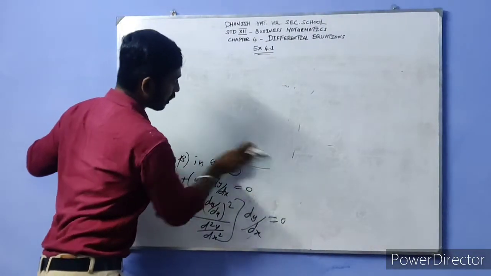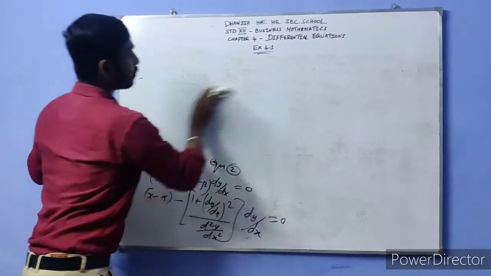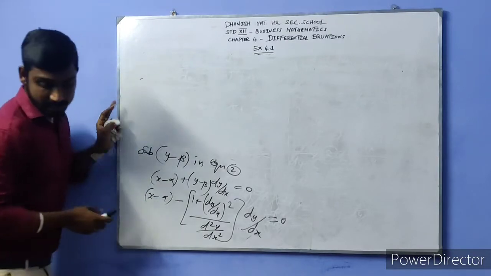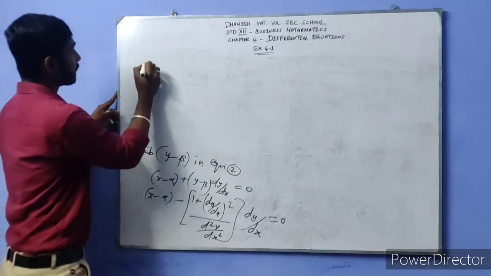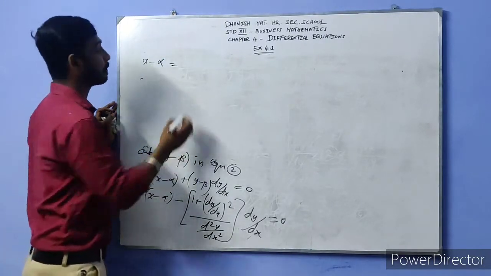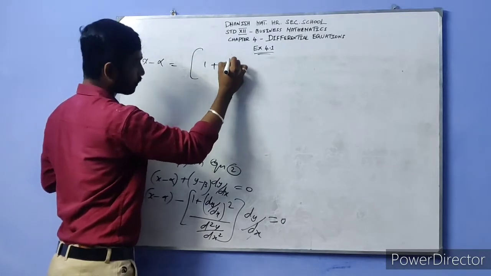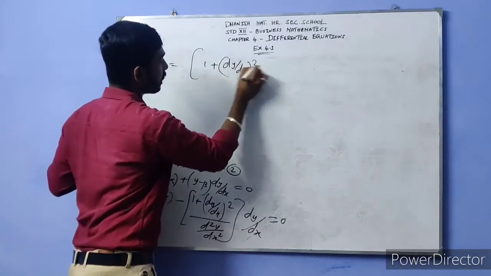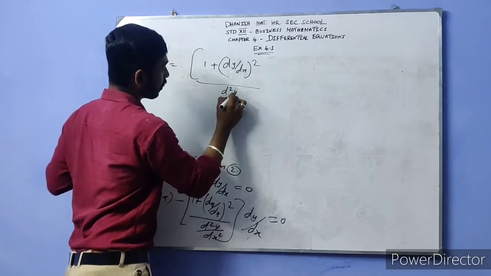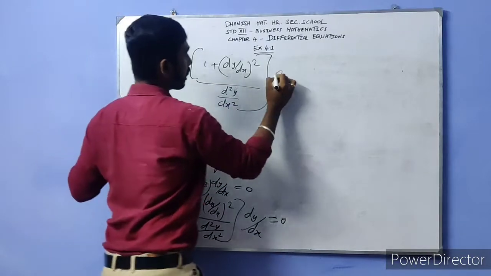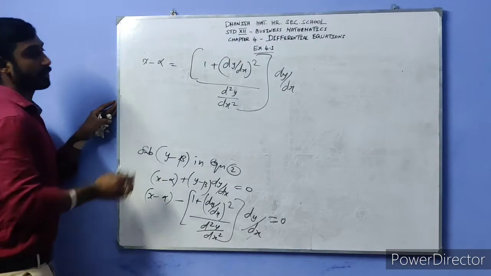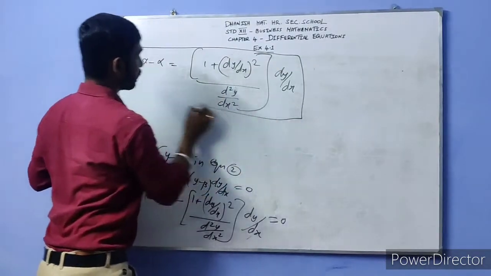Because in this equation we are going to find the x minus alpha value, since we have already found the y minus beta value. So what is the value here? X minus alpha equals, this minus value will change into plus, that is 1 plus dy by dx the whole square divided by d square y divided by dx square, into dy divided by dx. So this is the x minus alpha value.